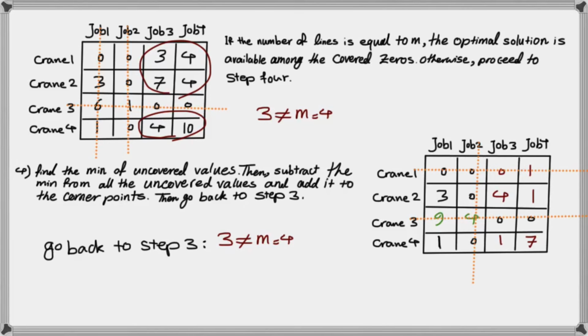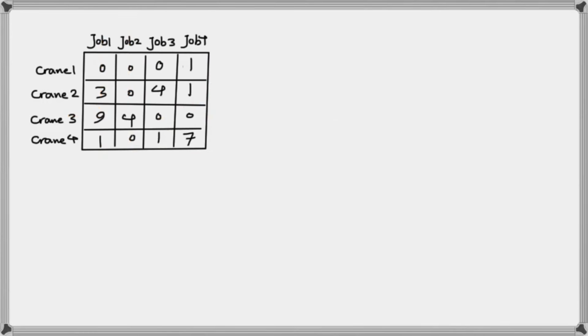So we went back to step 3. 3 is not equal to 4. We go back. I'm taking this to a new slide. And as you saw, this is the final table we had. Now I have to find the minimum of uncovered value, which is equal to 1, subtract it from uncovered value, add it to the intersection point, and copy the rest of the table as they are.